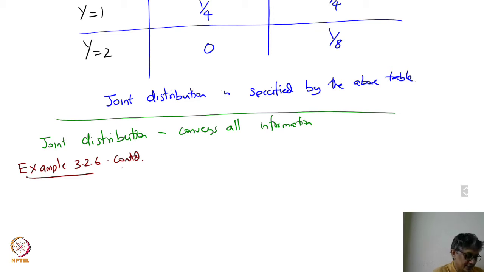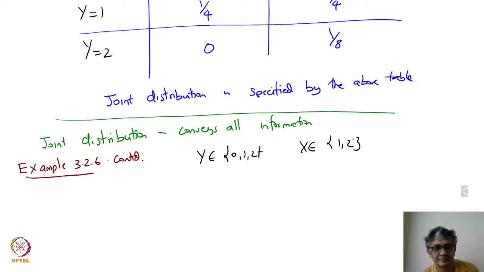So the idea is that we know that y takes the values 0, 1, and 2, right? And we know x takes the values 1 and 2. This much we know. Very nice.